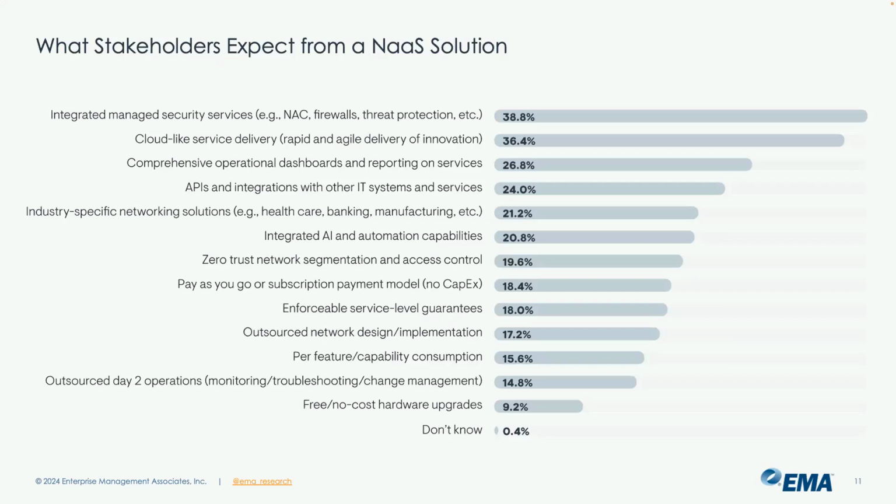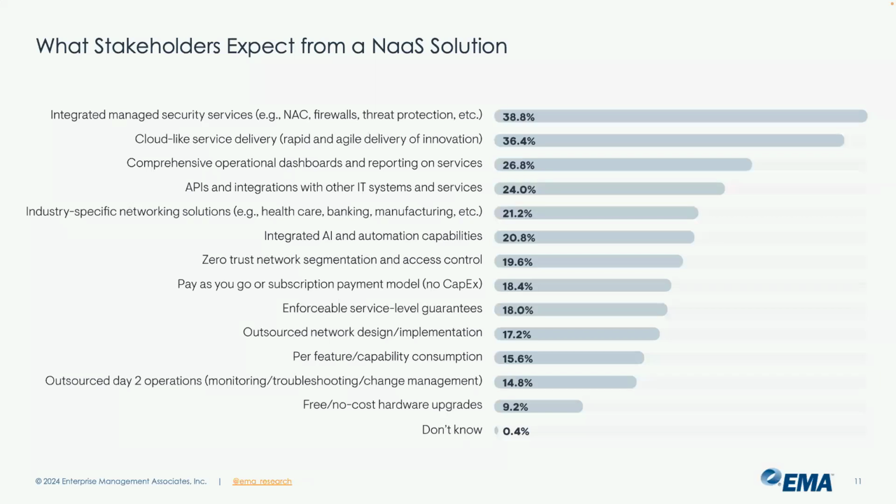They also think it means comprehensive operational dashboards and reporting on services. They want observability into whatever they're outsourcing to a NaaS provider. And they think it's going to come with APIs and integrations with other IT systems and services. Like, it has to integrate with my IT service management solutions, like help desk and end user support. I need to integrate my security monitoring, my NDR platform, so that I can pull telemetry from the NaaS components and integrate it into a broader performance management and security posture type of solution. They want integrations.